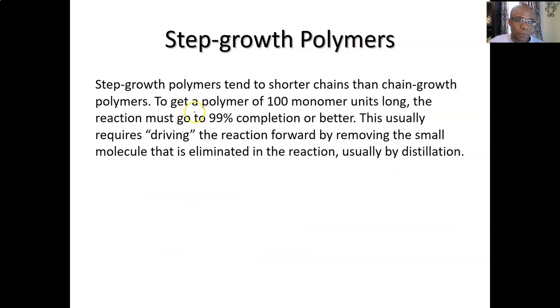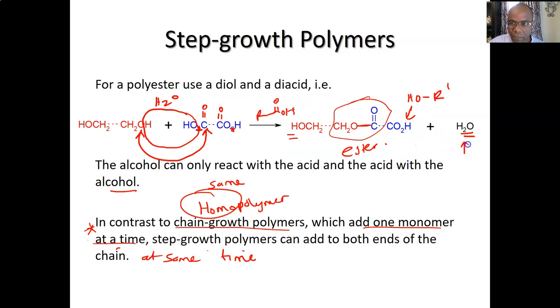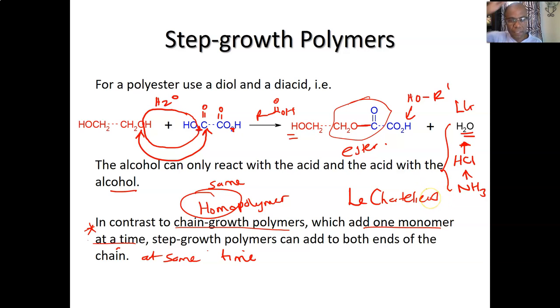Okay, the problem is that step growth polymers tend to be shorter than chain growth because you are losing water. See, you're always losing a small molecule, either water, depending on what you're making, HCl or ammonia. You have to give this time to go away. You have to give the leaving group time to be removed. And if you want the reaction to go faster, like I always told you, you have to apply Le Chatelier's principle, which states that when a system is subjected to stress, the system counteracts by opposing that stress.